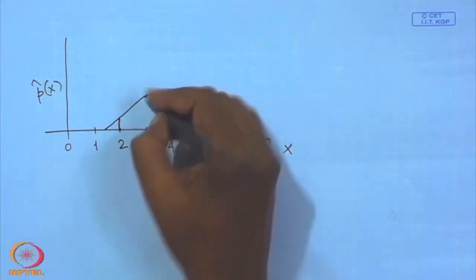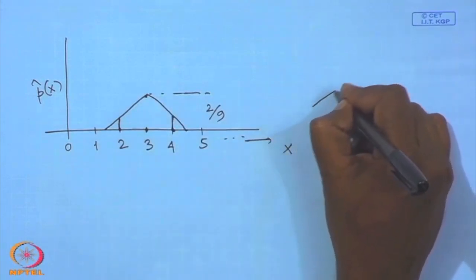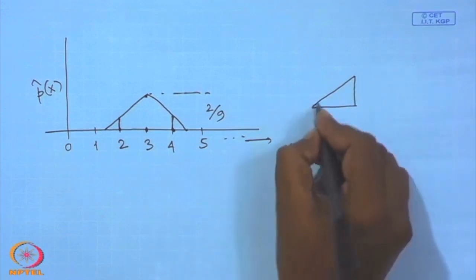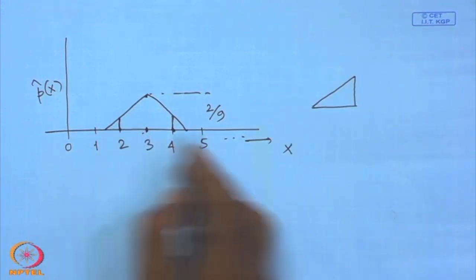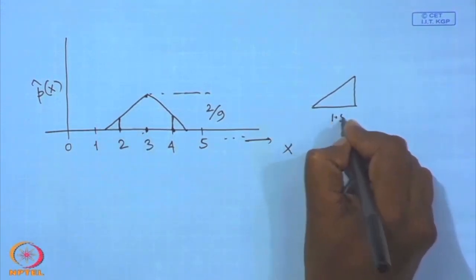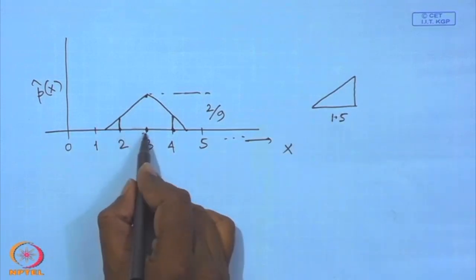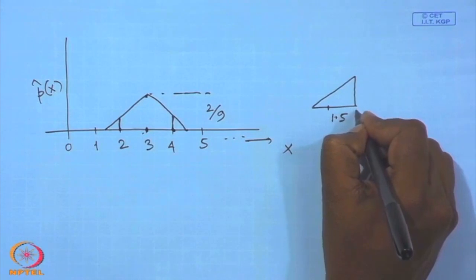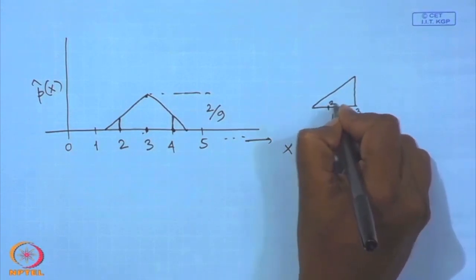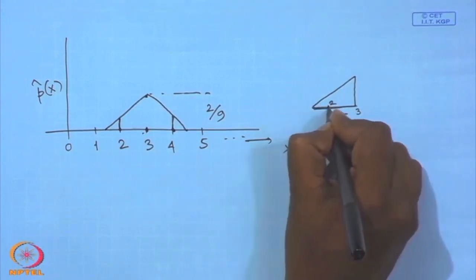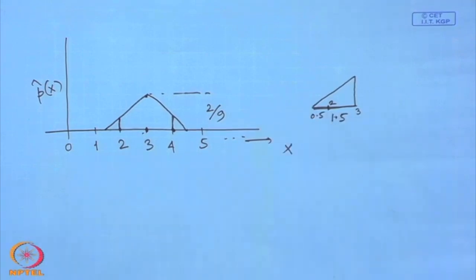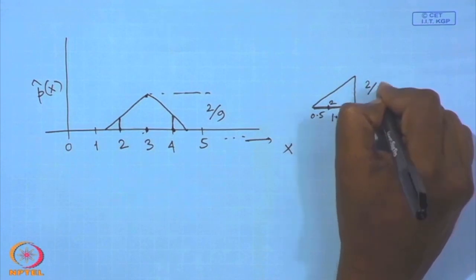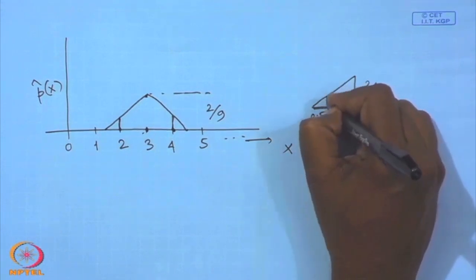I can easily compute that following symmetrical triangles. I have a triangle, and this is half of the base, so this is 1.5. The distance between 3 and 2 is nothing but 1. So, this is location 3, this is location 2, and this distance is 1. So, this distance is 0.5. This height, as we said, is 2 by 9. So, I have to compute what this height is.